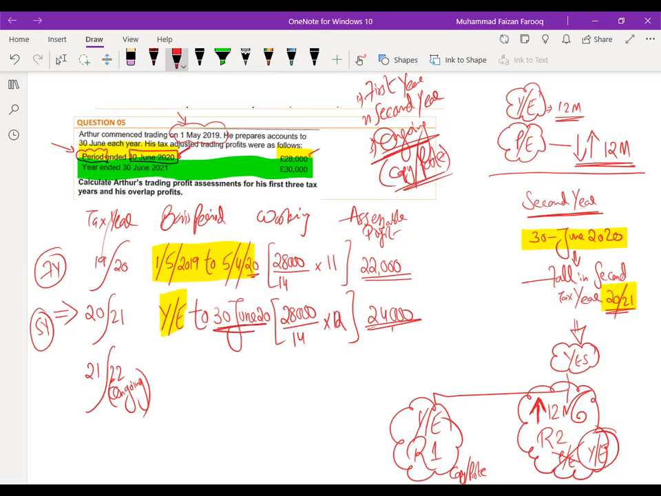Is it covered? Is it done in the second year, right or wrong? 30th June 2020 is covered. So what am I supposed to take in my ongoing: 30th June 2020 again or 21? 21. Very good. Ongoing means you just continue your working.